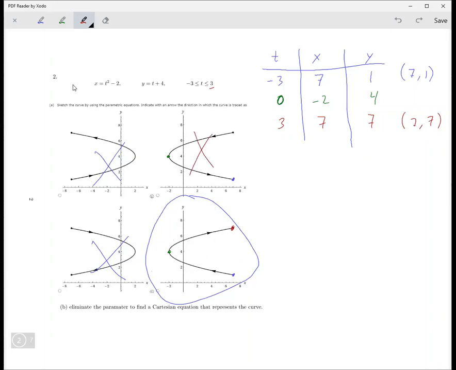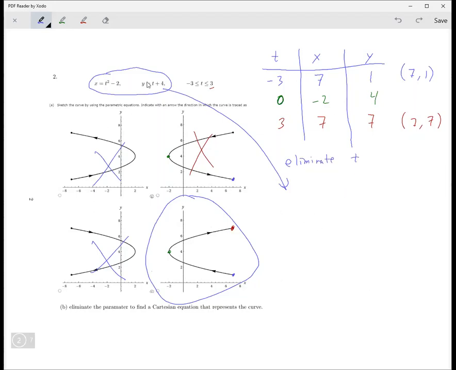That one's out. There's a part B to it, and part B says eliminate the parameter to find a Cartesian equation that represents the curve. Okay, now sometimes you can do this. Sometimes it's really hard. But in this case you can. So the idea is to just focus on these two equations and eliminate the parameter.